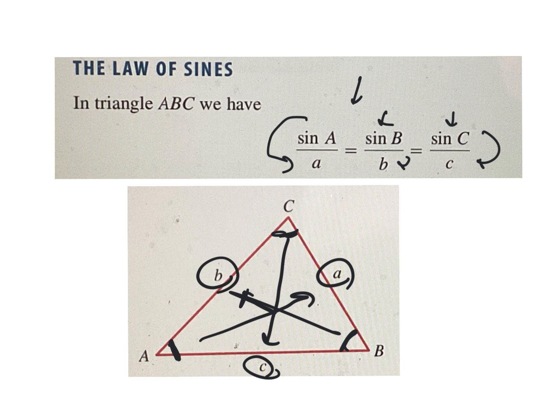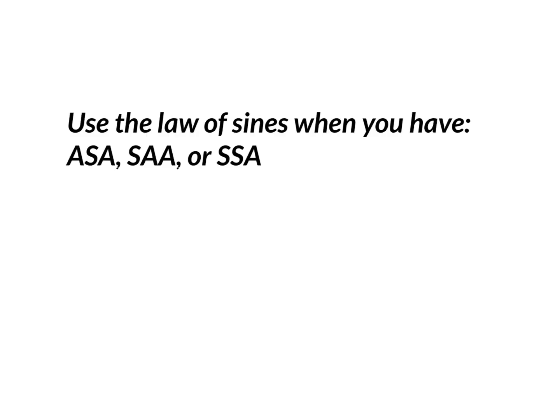Let's try a couple here. Before we do that, make sure you use law of sines only when you have opposites. The only time that's going to happen is if you have ASA, which means angle, side, angle; SAA, side, angle, angle, which is kind of a weird one; and also SSA, side, side, angle. All three of those will give you what you need to use the law of sines. So we're only going to use law of sines when we have one of those three cases. Basically, you have to know opposites, which I'll show you here in a second.